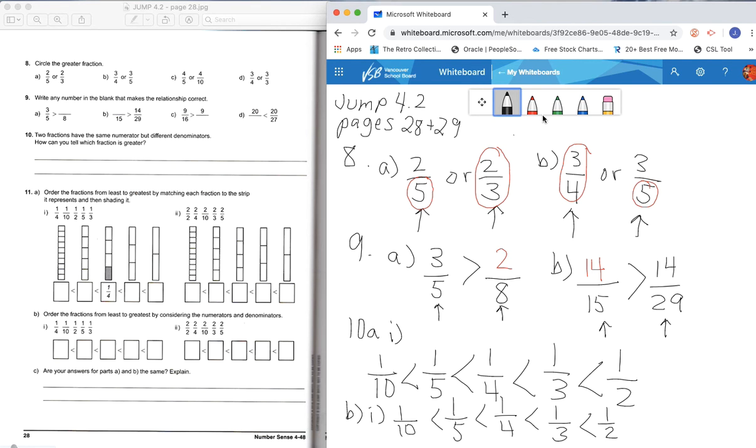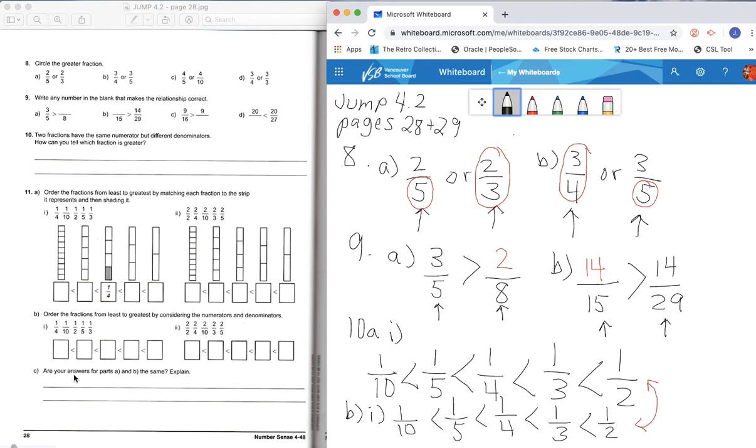And you can see that A and B are exactly the same, but it's two different ways. It's showing you two different ways to figure out which is the smallest fraction to the greatest fraction. One way you can do it is drawing it out and shading it, or you can just look at the denominator, and whichever one's the biggest number, it is the smallest fraction, and then you start from there.